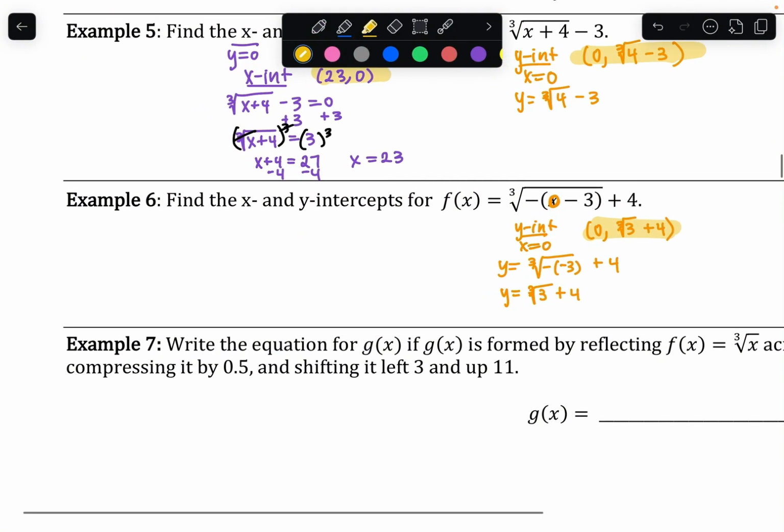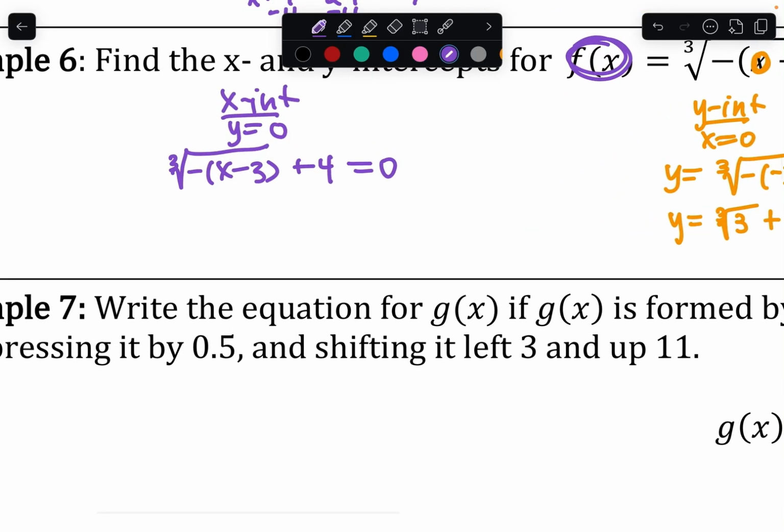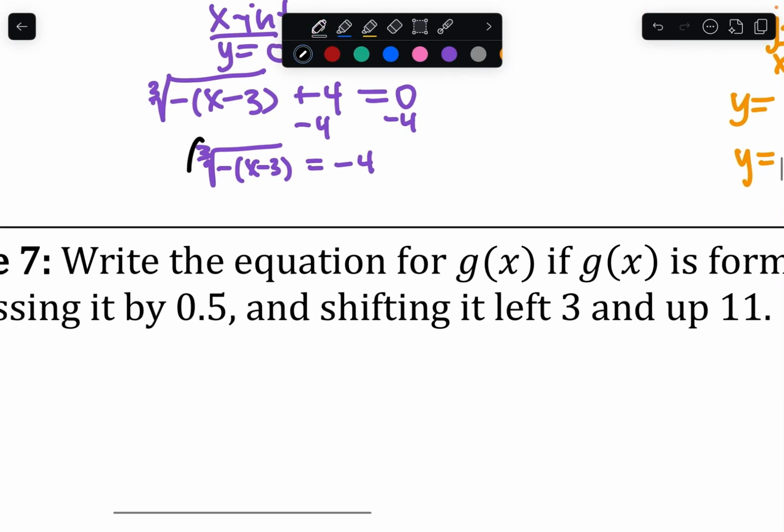Okay, for this next one, once again, for the x-intercept, you are plugging in 0 for the y. Okay, so my whole function equals 0. So that leaves me with cube root of negative parenthesis x minus 3 parenthesis and then a plus 4 outside. And so we need to isolate the cube root, so subtract 4. And then now my entire expression is under the cube root. We are ready to cube both sides.